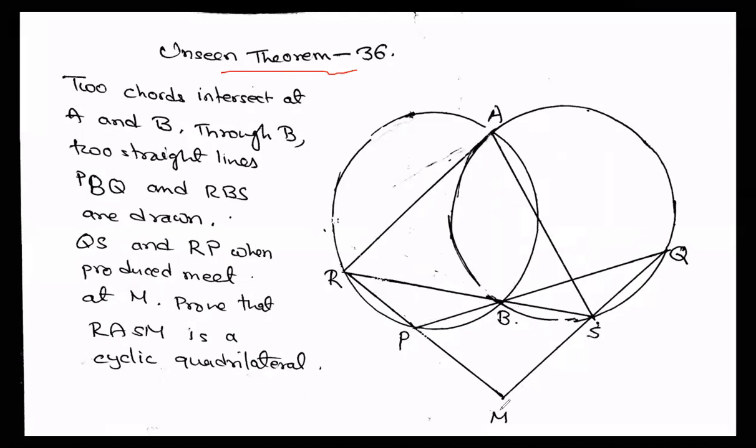The figure seems to be very complicated, but it is easier. So PBQ. So P, B, and Q. That means this is a straight line. The next one is RBS.